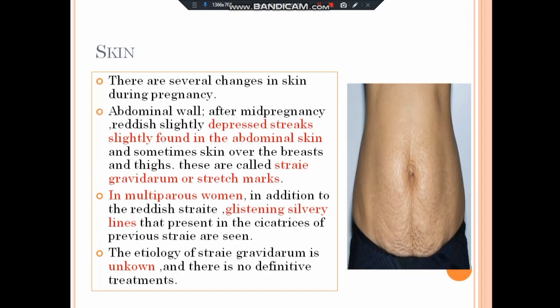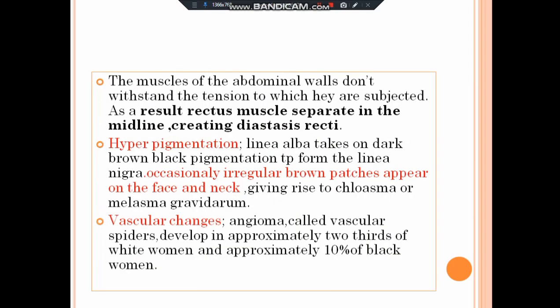Yellowish fluid, colostrum, can be expressed from the nipple. And here are the stretch marks or striae gravidarum. You can see in the picture. Usually, they depress slightly from the abdominal skin. In multiparous women, we can find glistening silvery lines. The etiology of the striae gravidarum is still unknown and there is no definitive treatment.